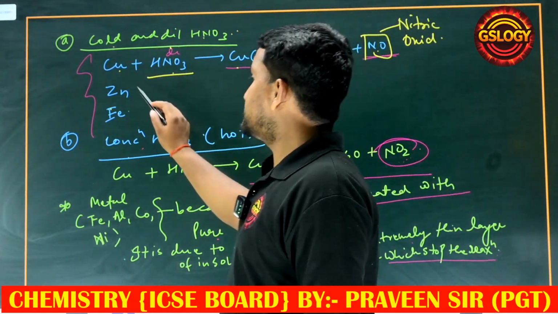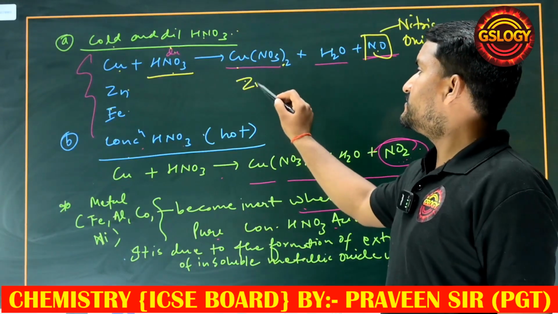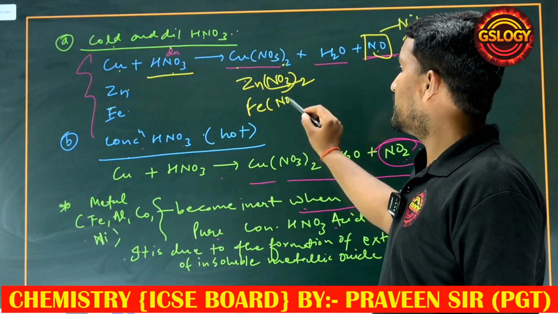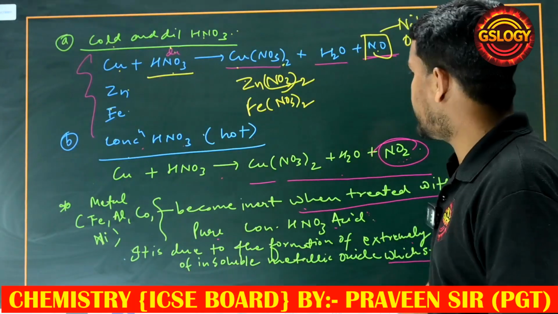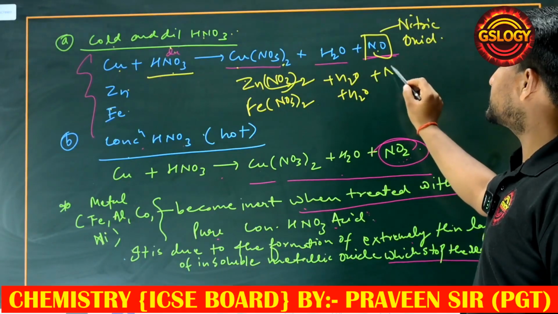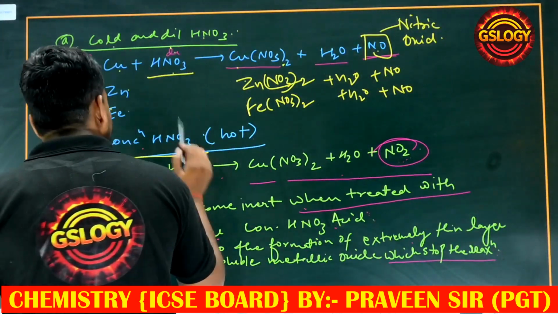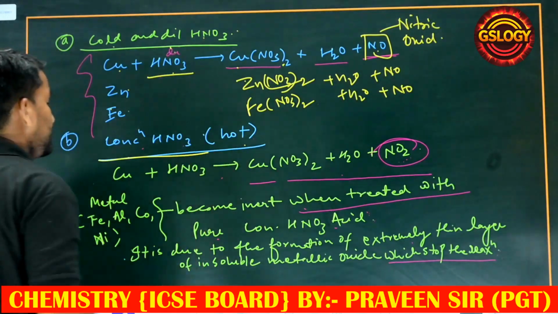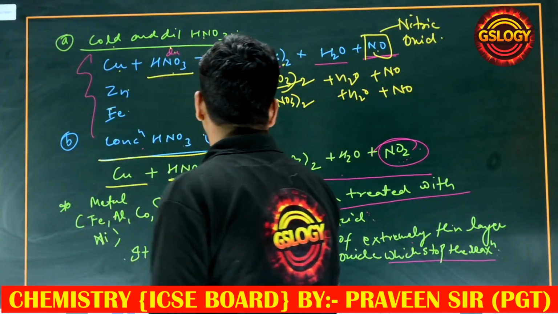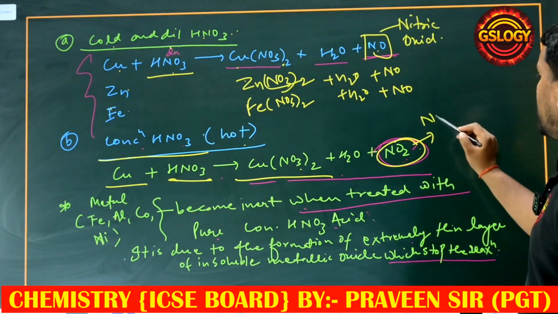Similarly, zinc reacts with dilute nitric acid, then it will form zinc nitrate, Zn(NO3)2, plus water plus NO, and iron forms ferrous nitrate plus water plus NO. But in case of concentrated nitric acid and hot, then copper reacts with the nitric acid, then it will form copper nitrate plus water and nitrogen dioxide.